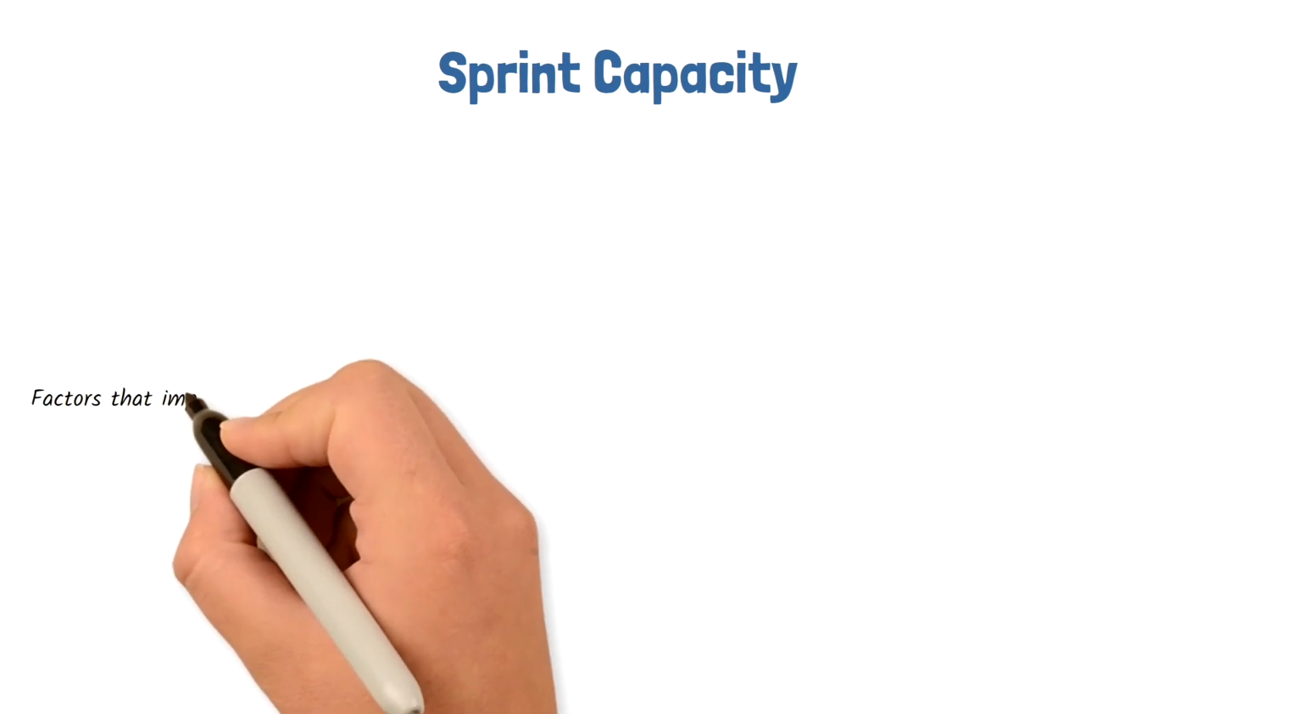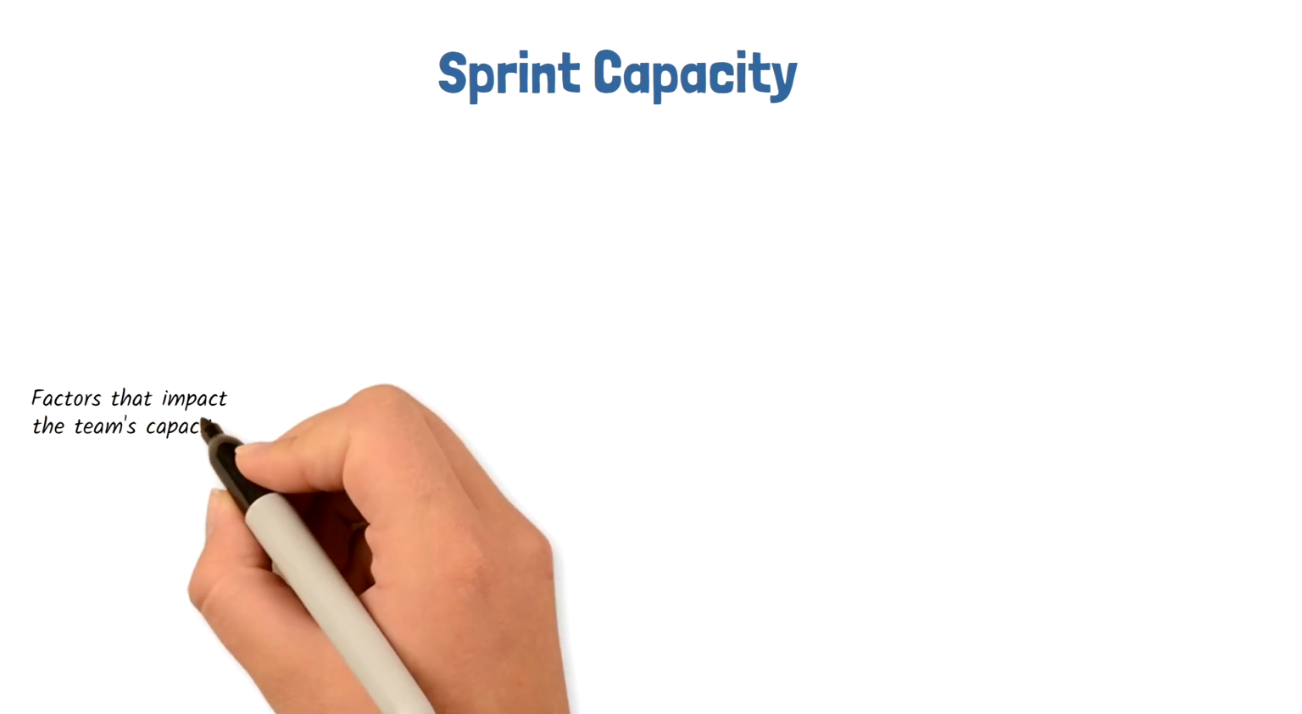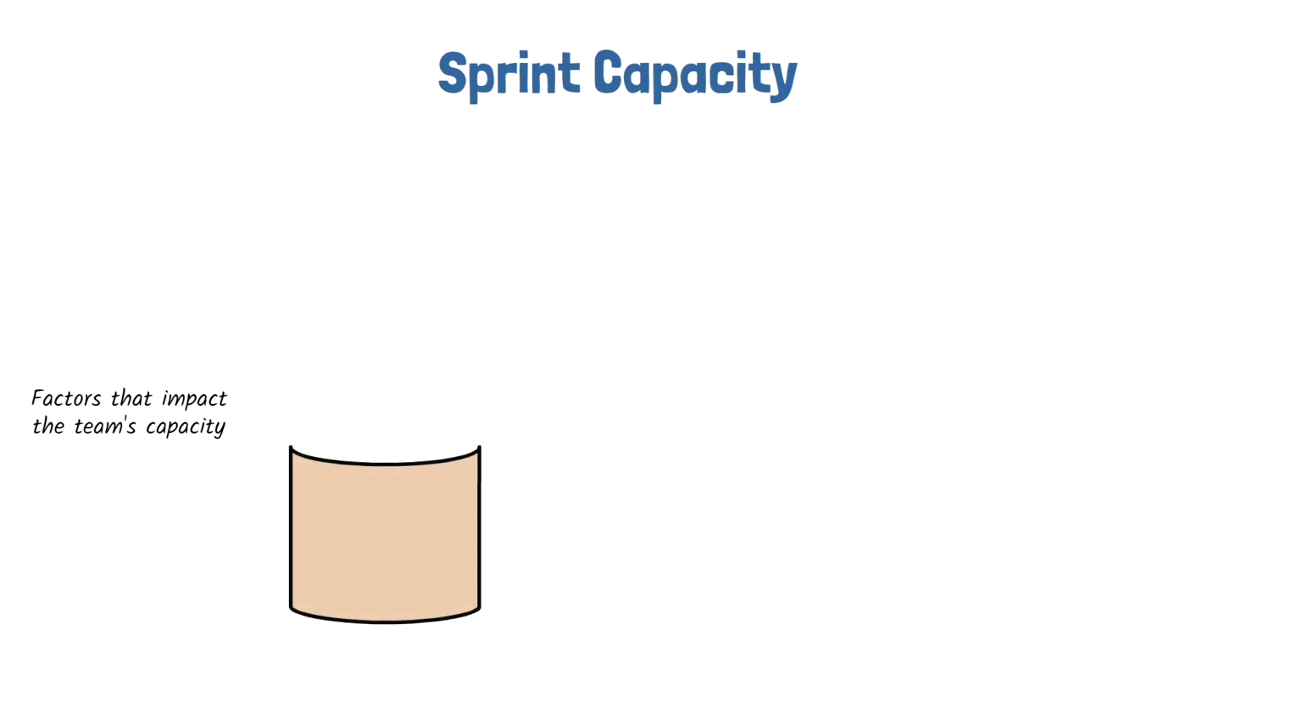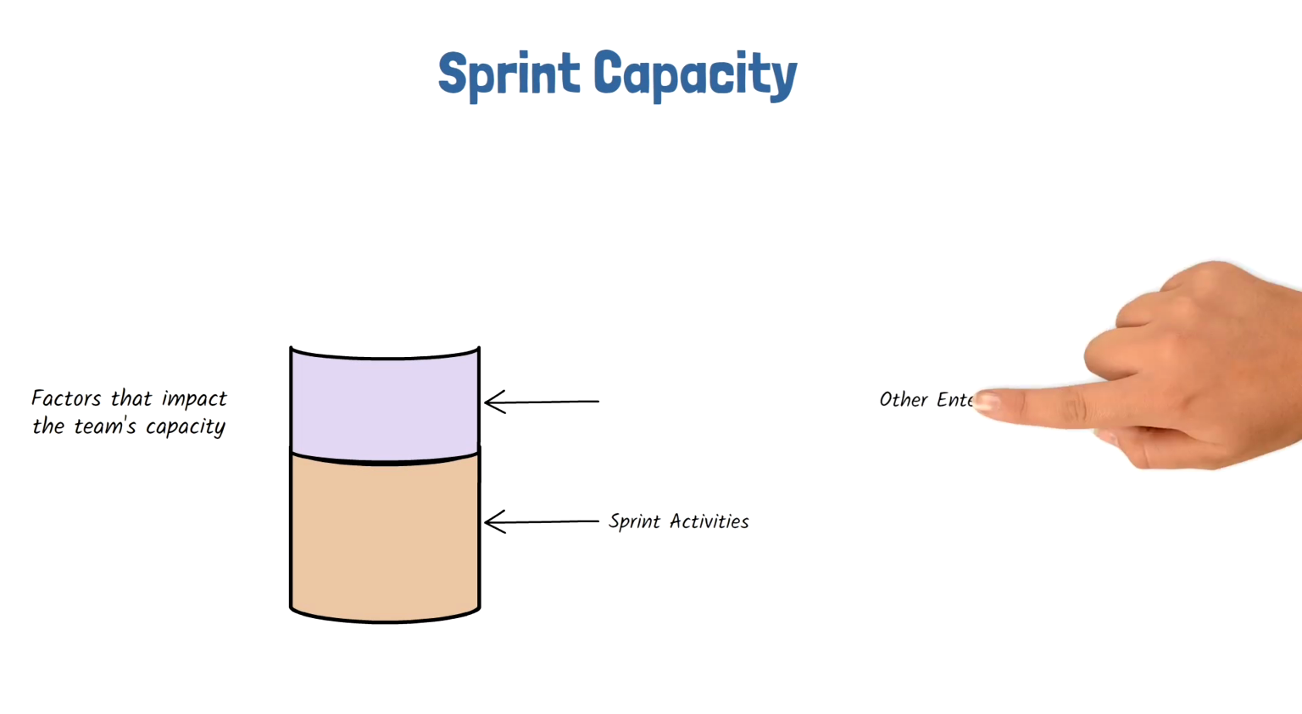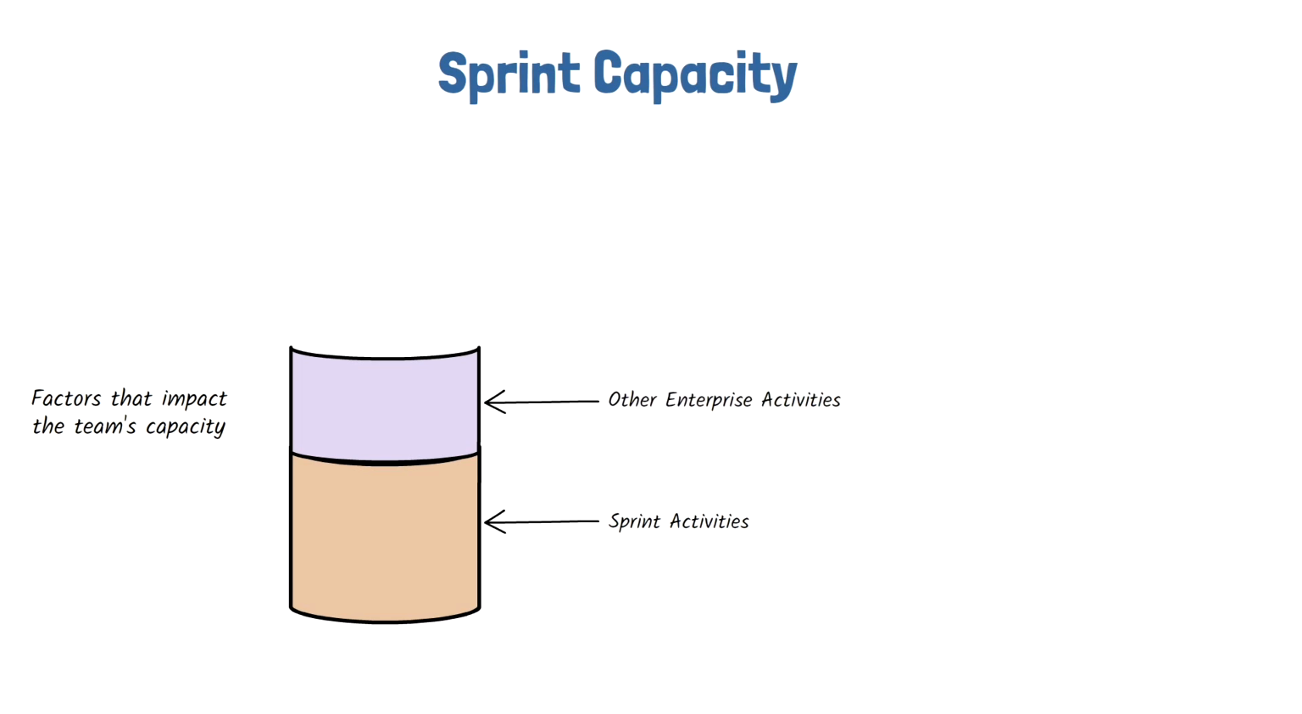There are a lot of factors that impact the team's capacity and take away time from the team completing user stories that we need to take into consideration. Let's take a look at what those other factors are. There are the sprint activities like sprint planning, sprint review, sprint retrospective, and backlog refinements. Usually, there are other enterprise activities outside of the sprint. They will still require your team's time.